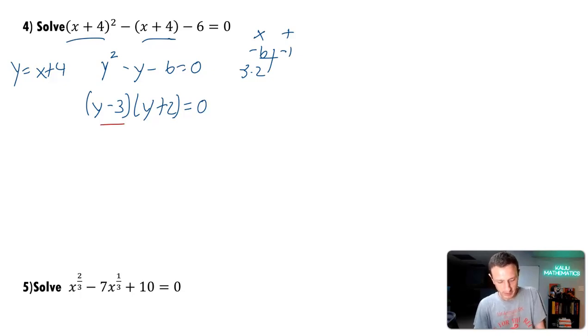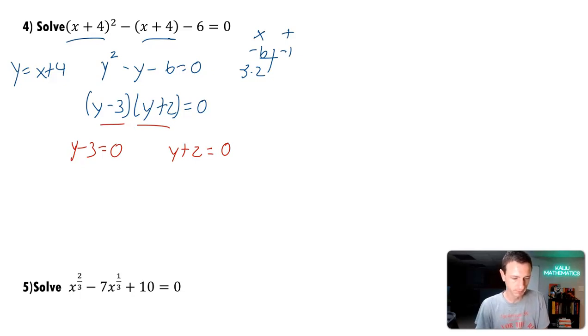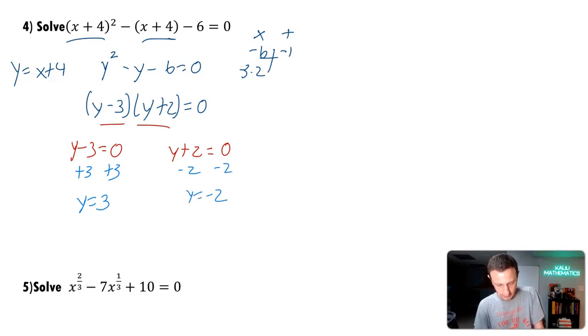Set both factors equal to 0, just like we've talked about before. So y − 3 = 0, y + 2 = 0. Then look what happens. If I solve for y, I add 3, y equals 3, subtract 2, y equals negative 2.